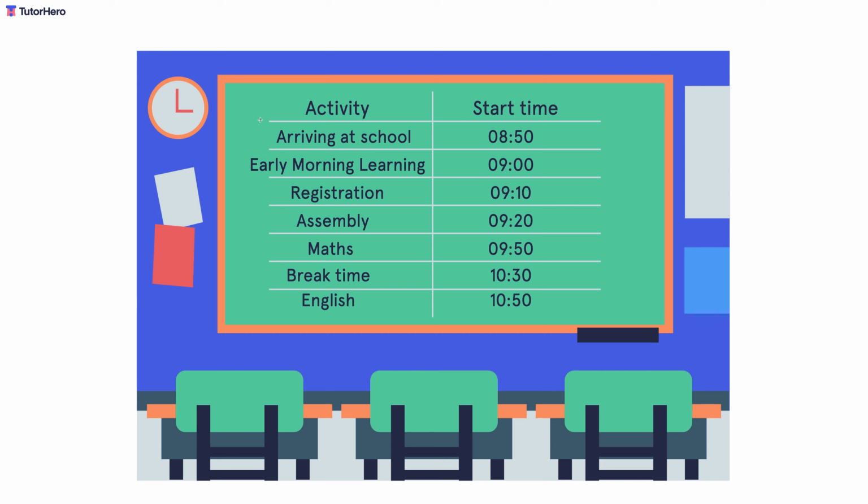Here is an example of a timetable of activities at school. You may have something similar at your school. The timetable lists the activity in the left-hand column and the time the activity is expected to start in the right-hand column. For example, maths starts at 9:50 and finishes at 10:30. This means maths lasts for 40 minutes.